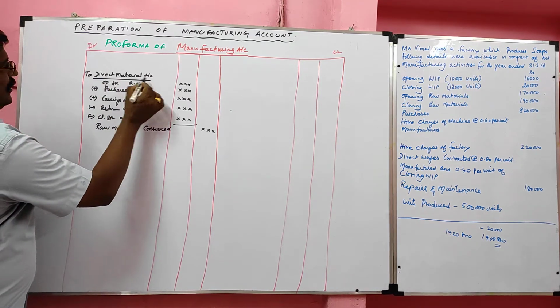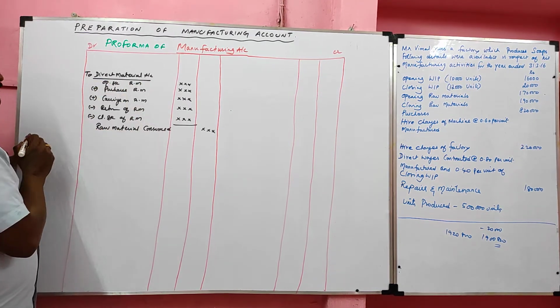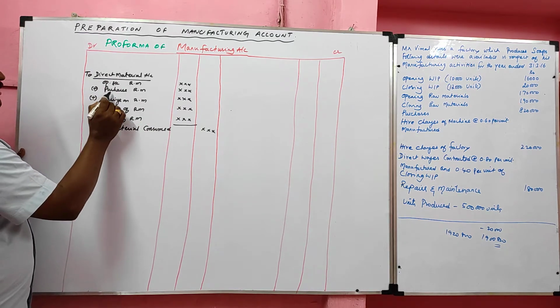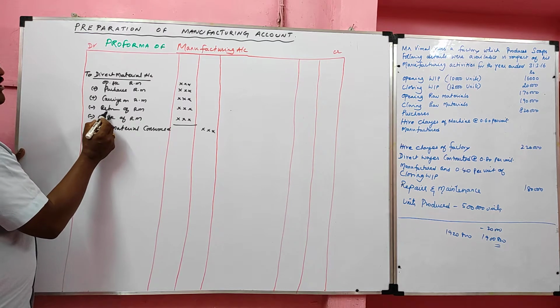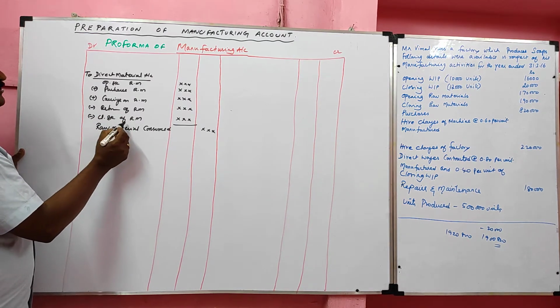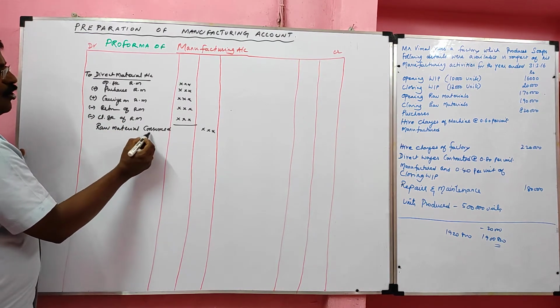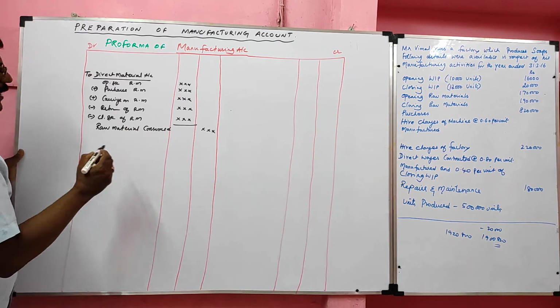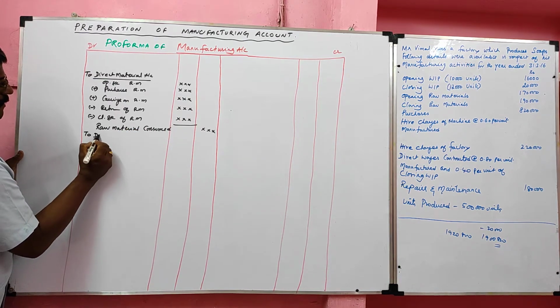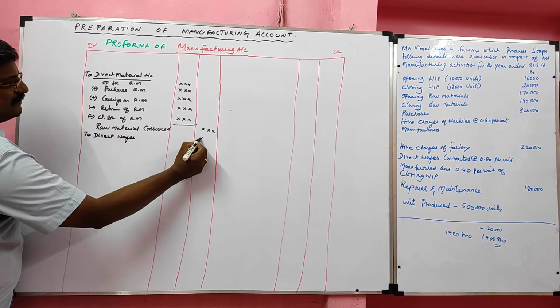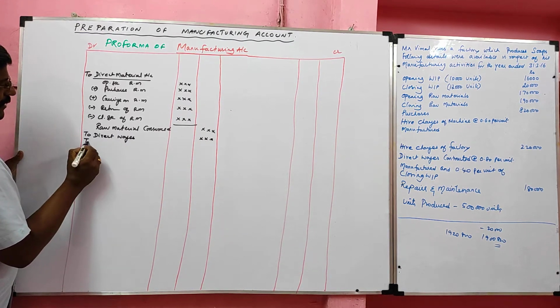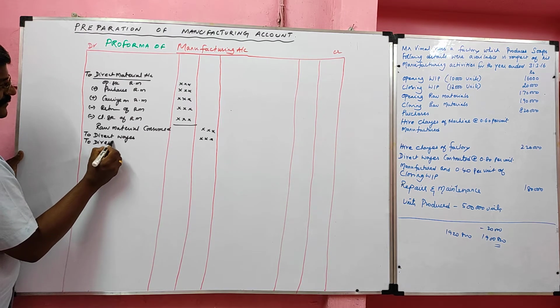So in direct material, we have to draw the format like this: opening stock of raw material plus purchase of raw material plus carriage on raw material minus return of raw material to the supplier minus closing stock of raw material. We'll get the raw material consumed. Then direct wages should be debited. Direct wages. Then direct expenses.